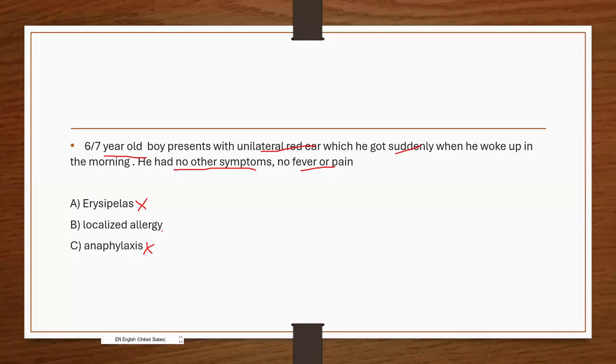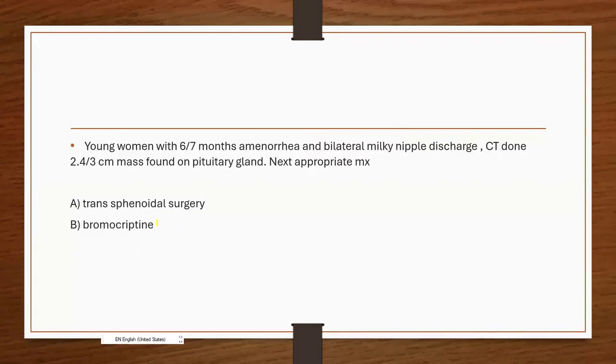But yes, this is a localized allergy, like all of you have said. Why? Because it involves a localized area, which is a unilateral, one-sided red ear. And he got this suddenly when he woke up in the morning. So this might be due to an insect bite or some sort of allergy. So this is a localized allergy, not anaphylaxis or erysipelas. Okay, so that is the correct answer. Answer B, localized allergy.